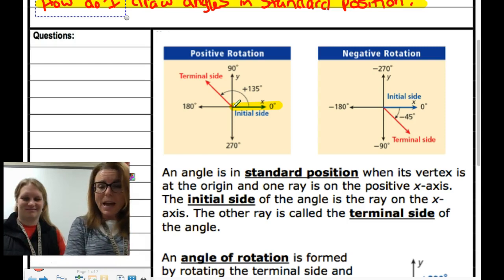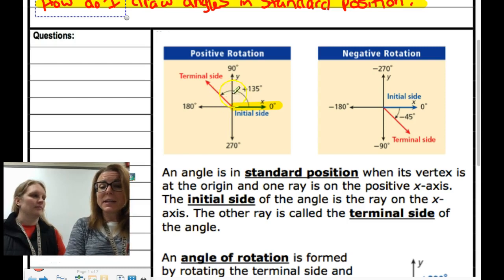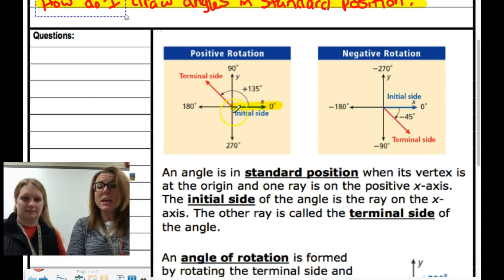The initial side, notice, is on the x-axis. That's where the initial side is. It's a ray on the x-axis. That is very important. A terminal side, that's another ray, and that's just where we end. The other ray is called the terminal side of the angle.